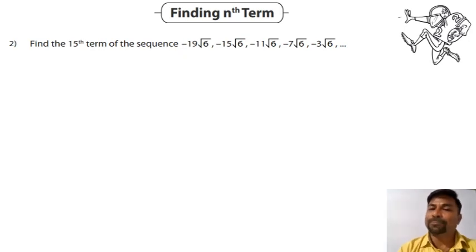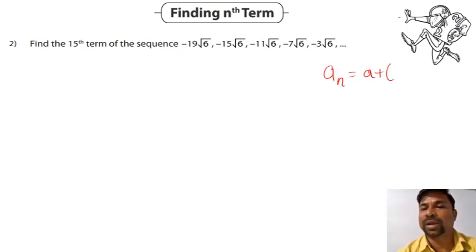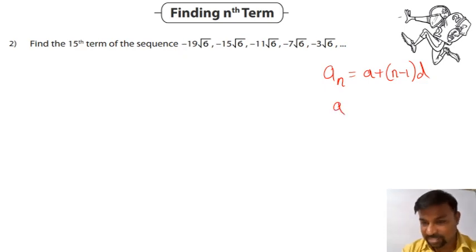Now let me recapitulate it. So what is the nth term formula? The nth term formula, a_n equals a plus (n minus 1) into d. This is the formula. And what are the variables present in that? The first variable is a, which is the first term, and d, the common difference, n and a_n. These are the four variables we have.